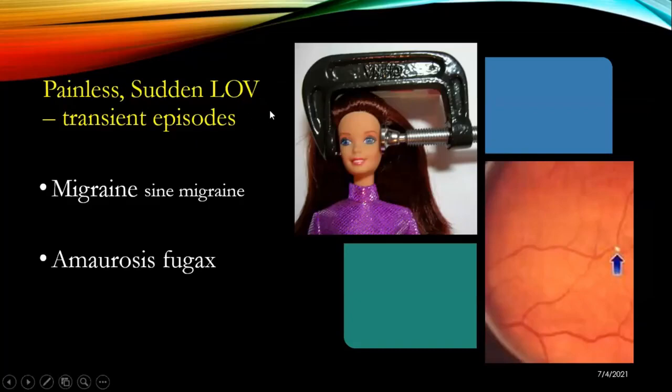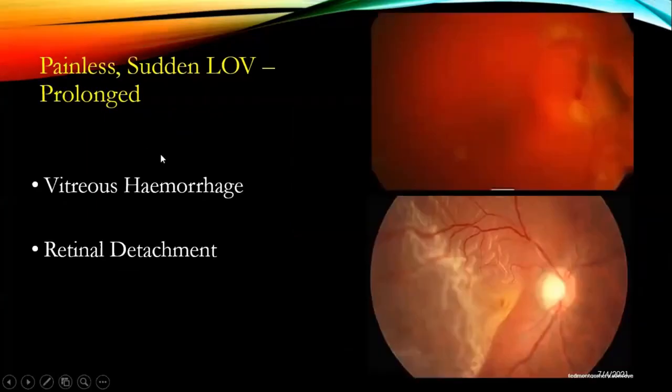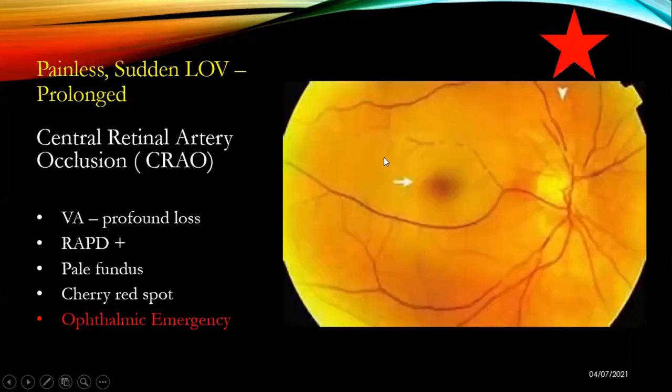And painless but sudden loss of vision, transient episodes. It can be amaurosis fugax, which is quite important. It is kind of a transient ischemic attack affecting the retinal circulation. Or there's a condition called migraine sine migraine, where patients get visual symptoms without having headache. So that can be a cause for transient loss of vision, the episodic pattern. And the other causes are vitreous hemorrhages, retinal detachment.